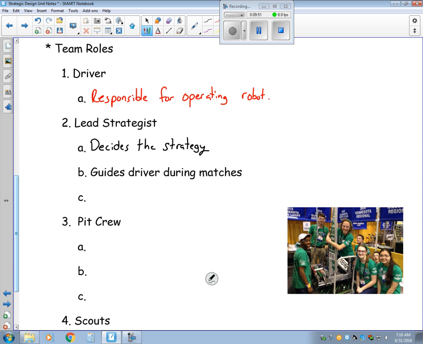Oftentimes, during a match, the driver tends to get tunnel vision because you're just so focused. So the lead strategist helps out, like, hey, make a left and pick up that piece or something like that. Just an extra set of eyes. And finally, the lead strategist will take input from the scouts.